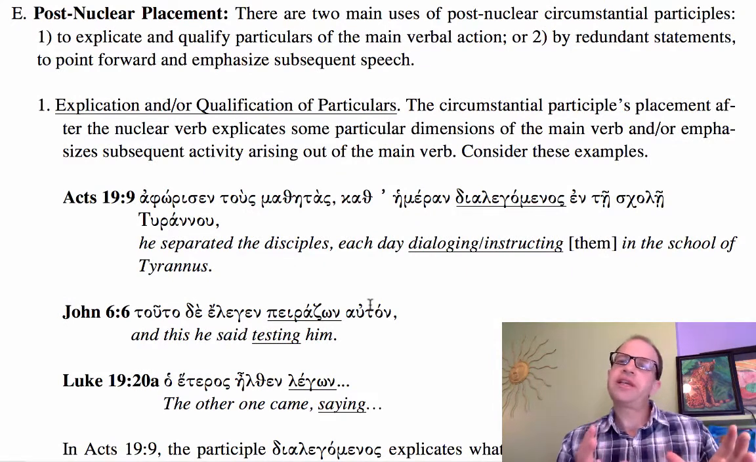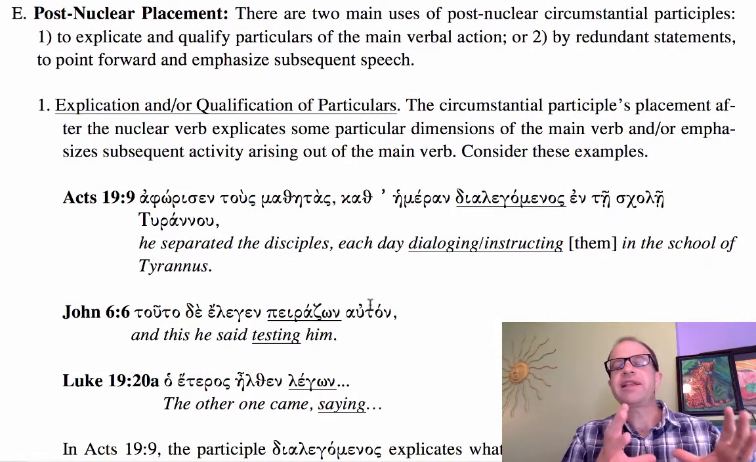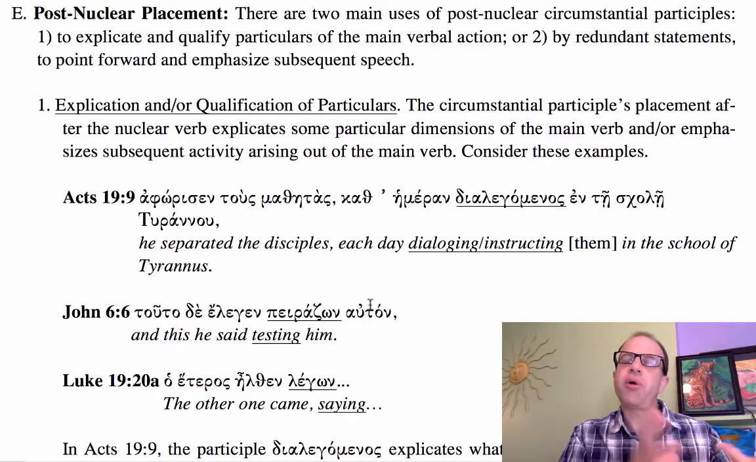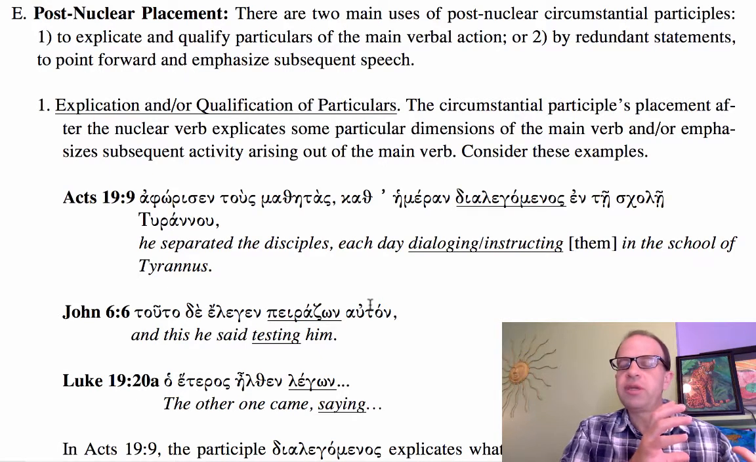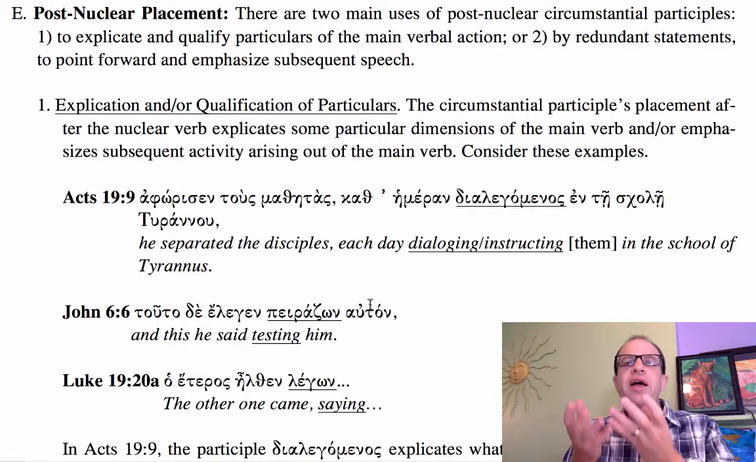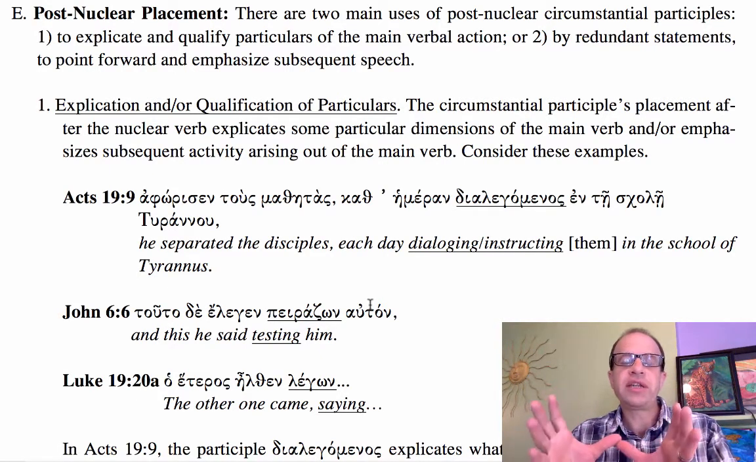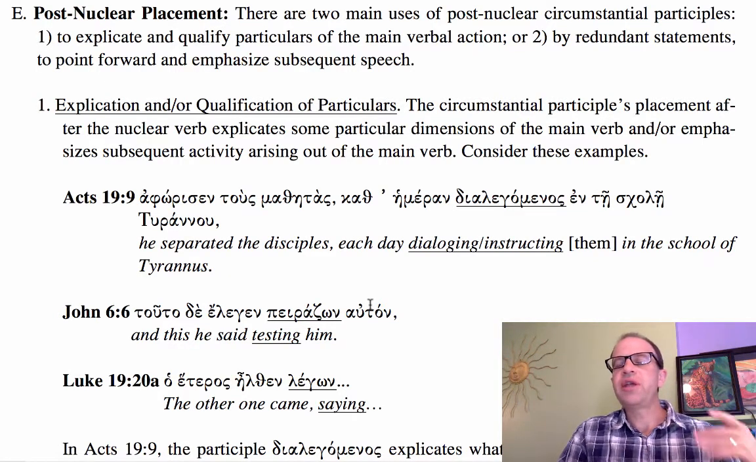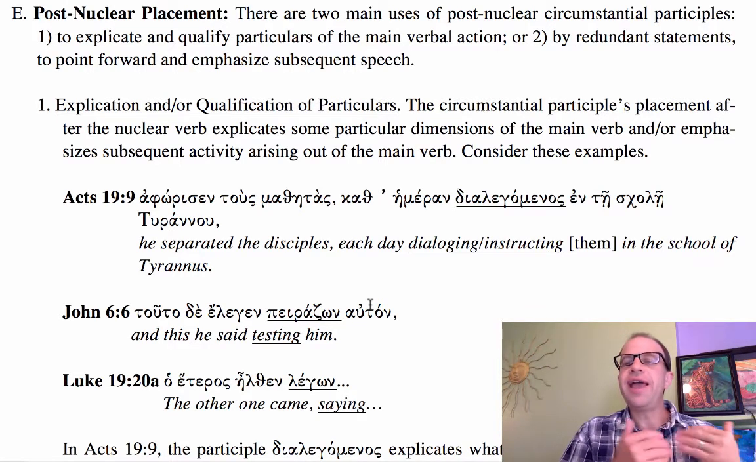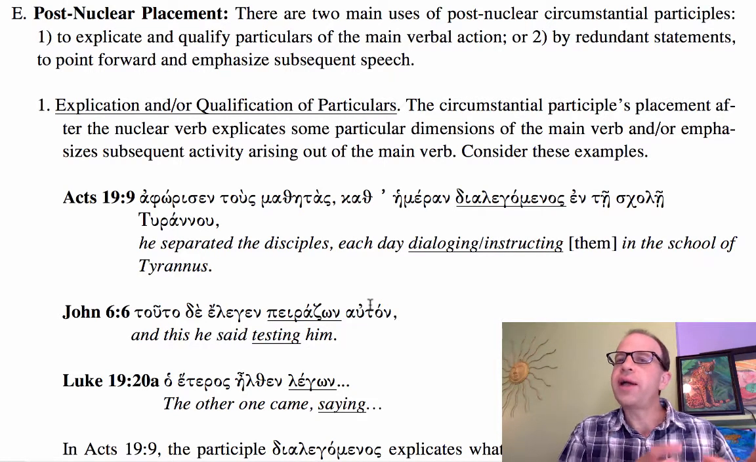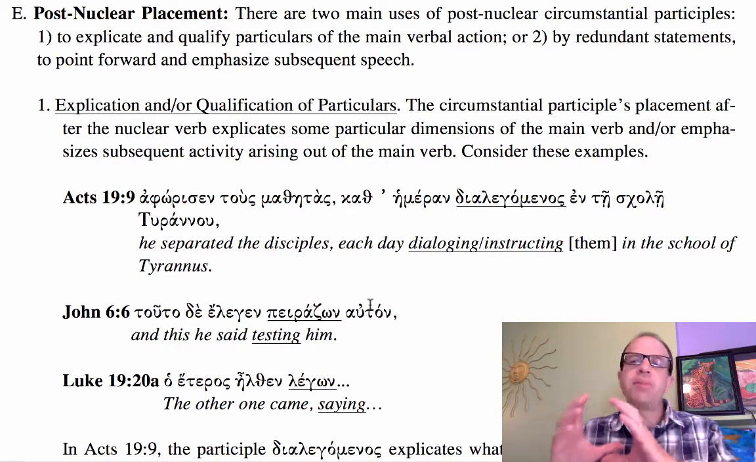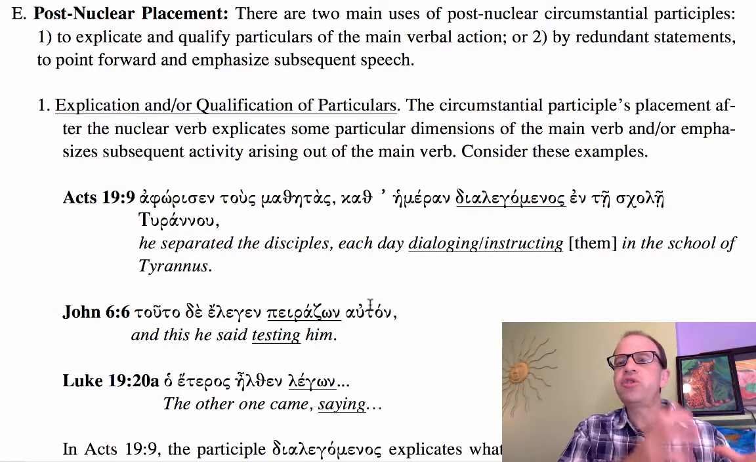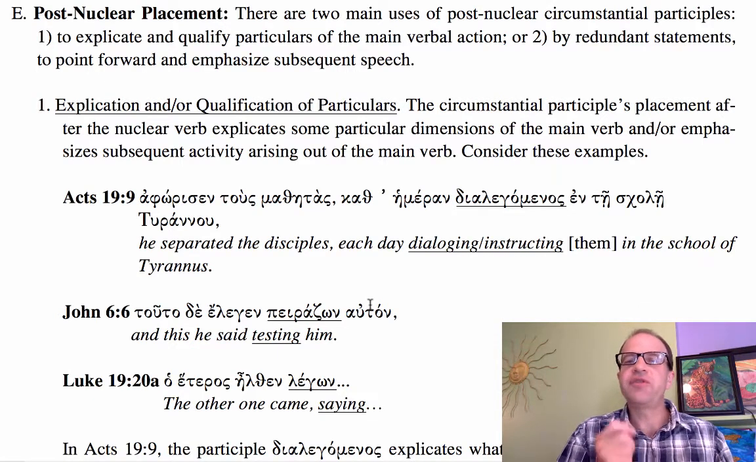Now, post-nuclear placement involves slightly different function of the circumstantial participles. A post-nuclear placement allows the main verb to take precedence, and then the circumstantial participle will tend to have different functions. One of them would be to explicate or qualify particular dimensions of the main verb. So a post-nuclear circumstantial participle provides details and explication of the main verb.